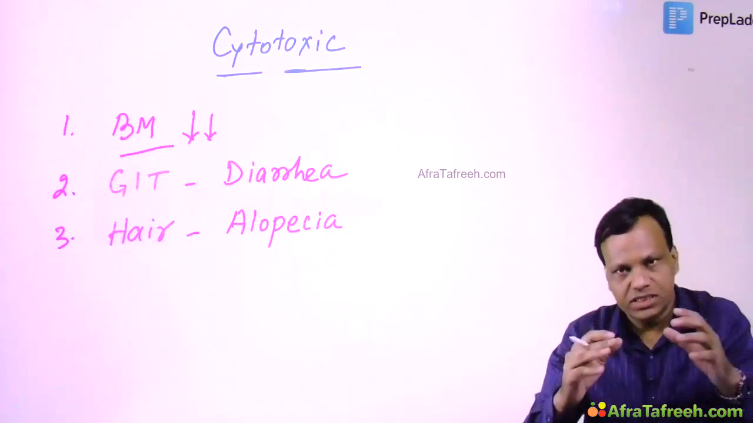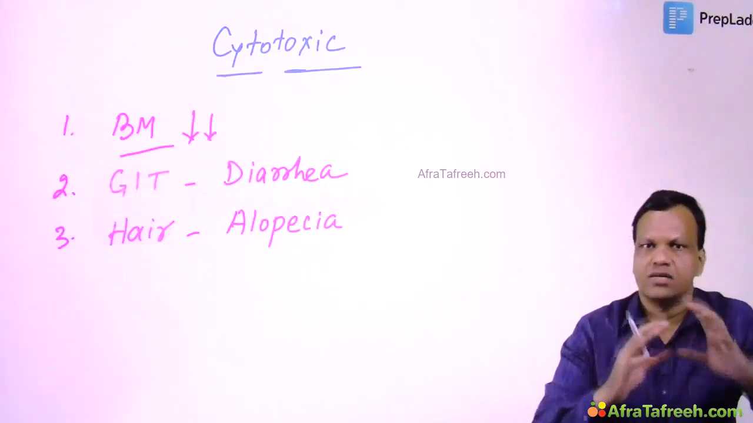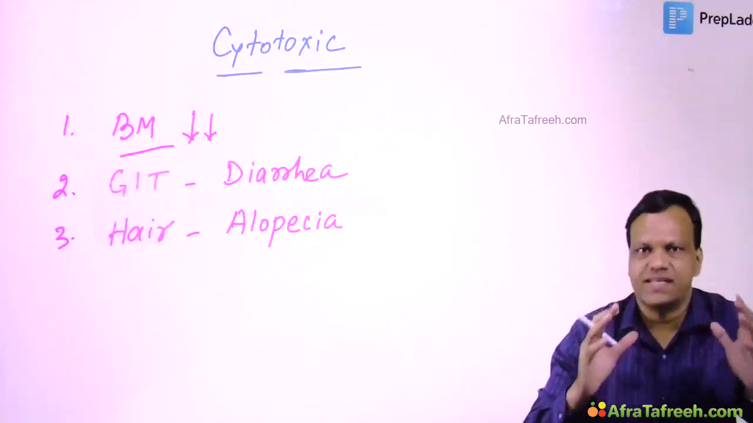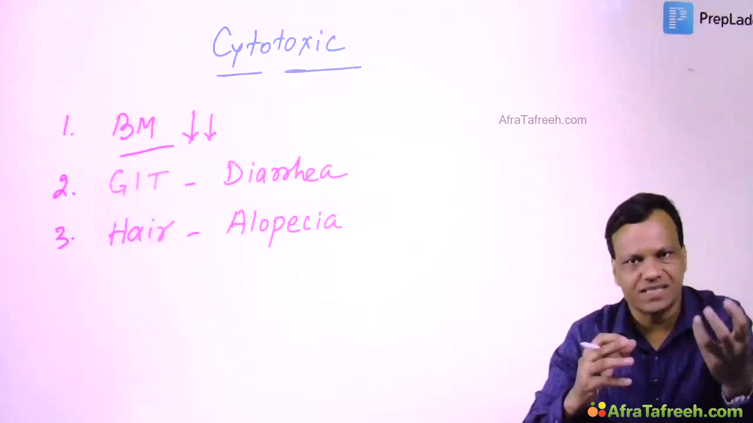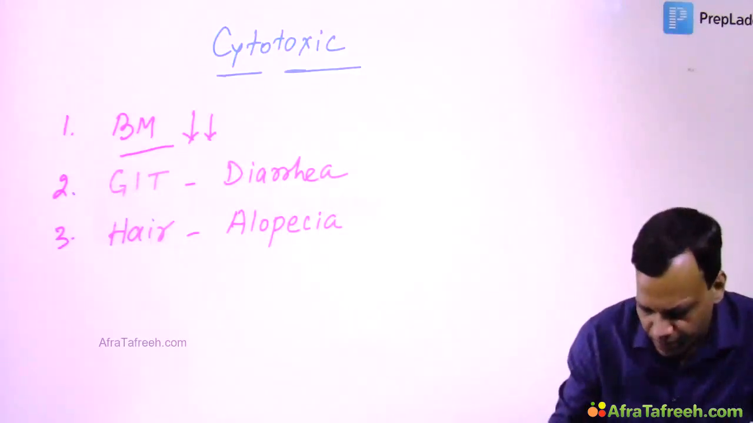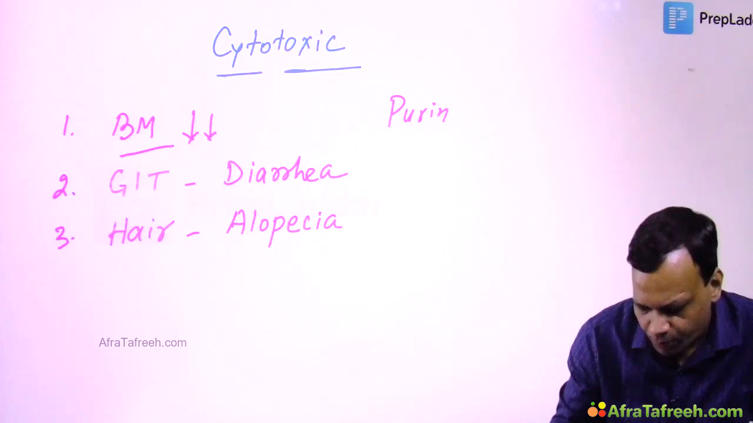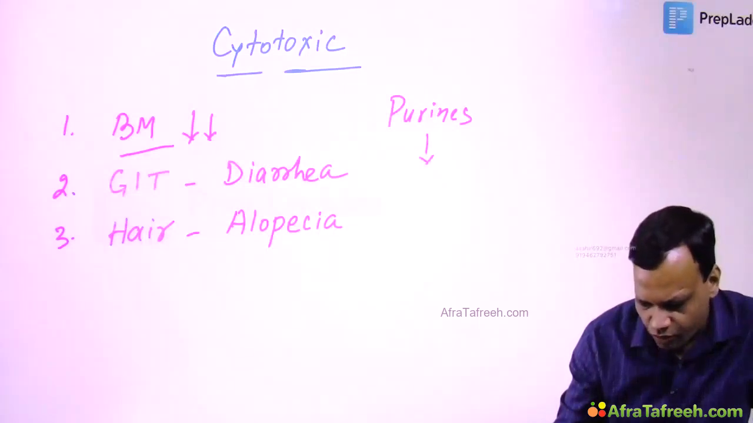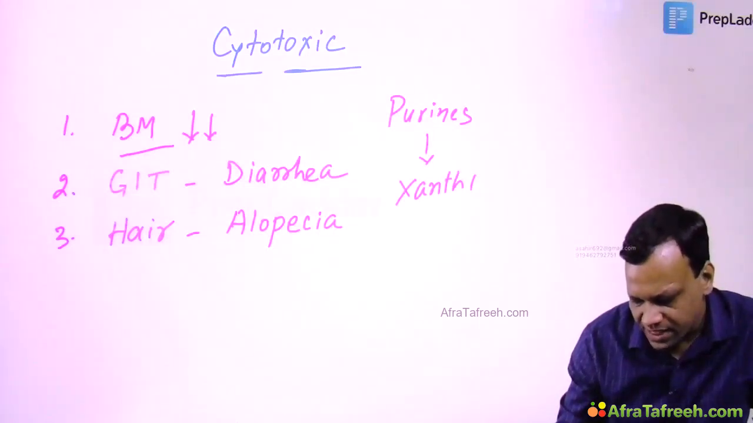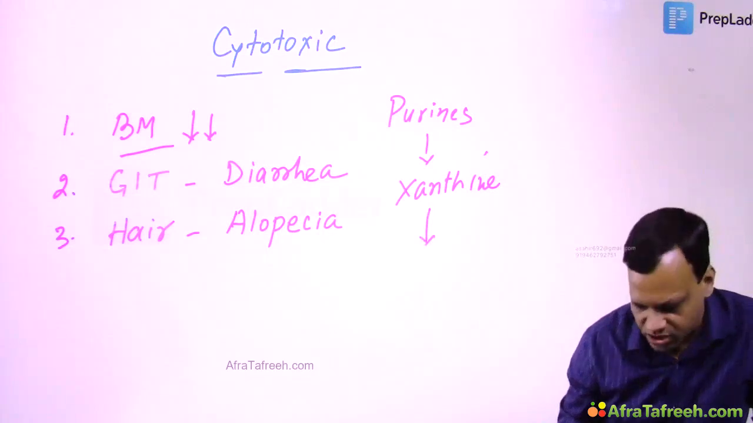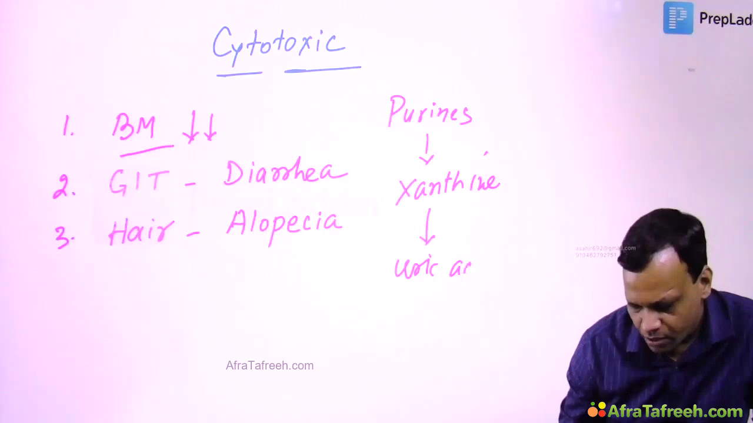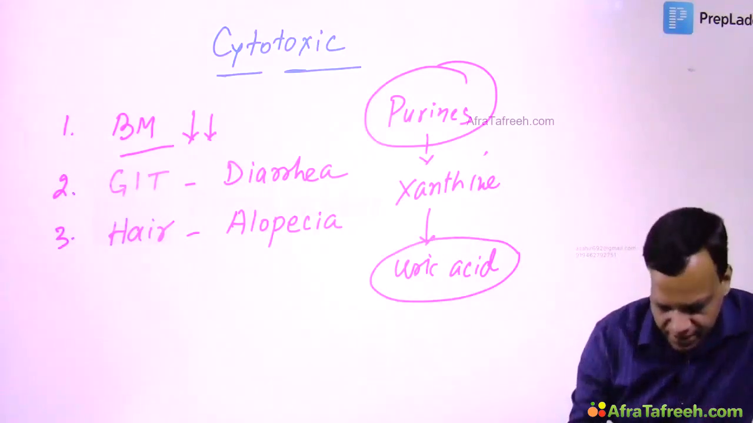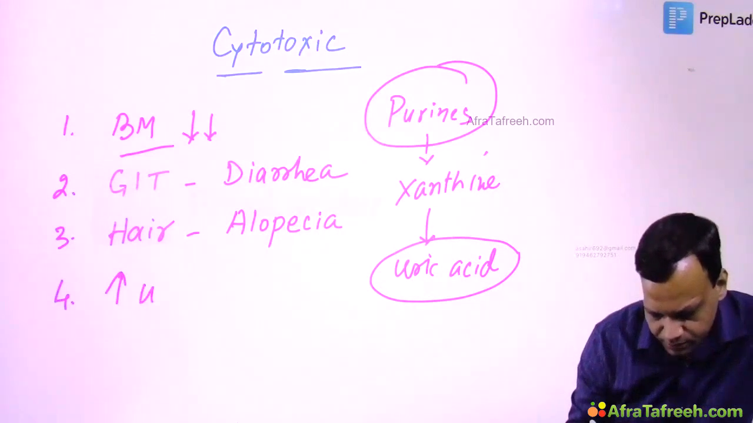Plus, there is a large number of tumor cells which are getting killed by the cytotoxic drugs. When so many cells are killed, the substances present inside the cell will be liberated. So whatever purines or proteins etc. are present in the cell, they will be liberated. They will be metabolized to form xanthine, and xanthine will be metabolized by xanthine oxidase to form uric acid. So when plenty of cells are killed, plenty of uric acid will be produced. So that can result in hyperuricemia.